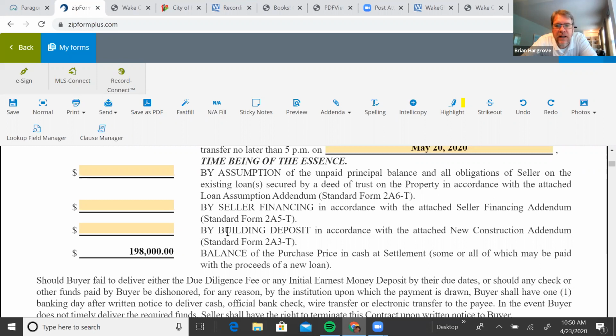Building deposit, again, a lot of new constructions use their own contracts, so this wouldn't even be an issue. But on occasion, there are some builders that use our contracts and they would want a builder's deposit up front. And typically that's going to be in lieu of your earnest money.